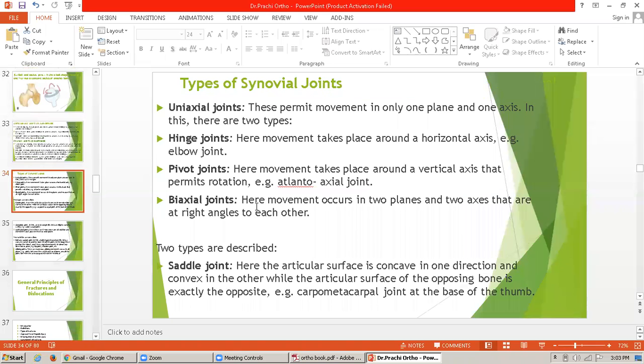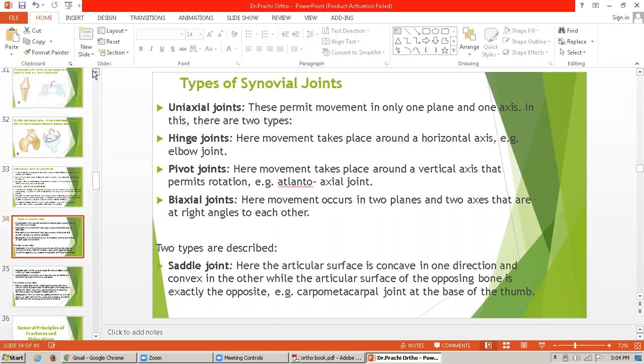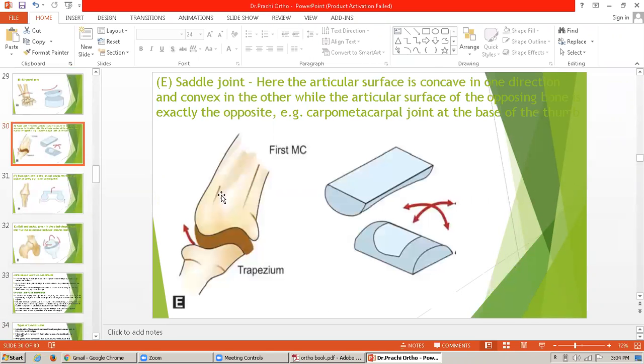Then the biaxial joint. Here the movement occurs in two planes and two axes that are at right angles to each other. Two types are described. Firstly, the saddle joint. Here the articular surface is concave in one direction and convex in the other, while the articular surface of the opposing bone is exactly opposite. For example, the carpometacarpal joint at the base of the thumb. So this is a diagram of a saddle joint.